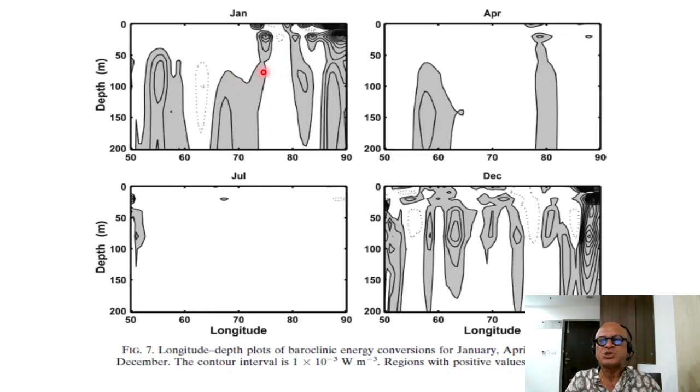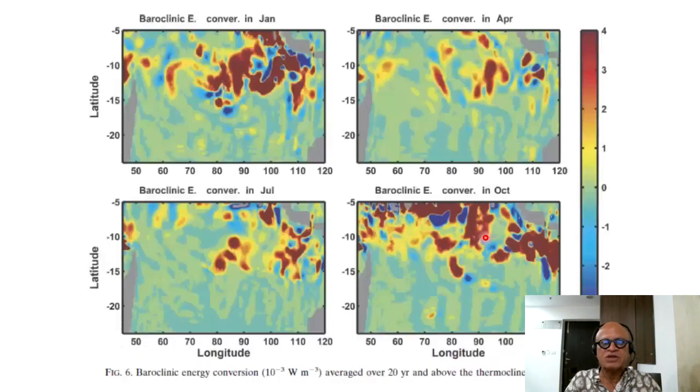So you can see here in January, in April there is some, in July there is not much because that's the off season, whereas in December you get again thermocline intensified baroclinic energy conversion. The same story here, even though you do see some signature, the maxima are here in these months.